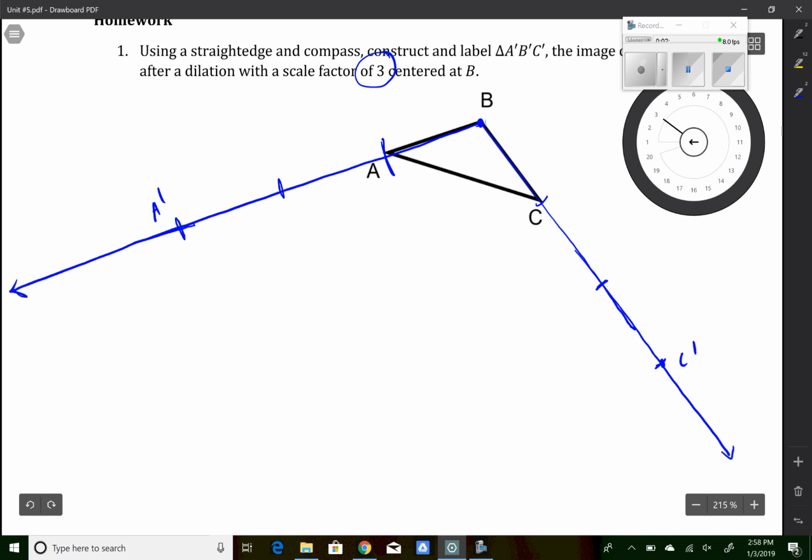And now what we need to do is connect those 2 points so that we have a segment of A prime, C prime. And there you go. There's your triangle that's dilated by a scale factor of 3.